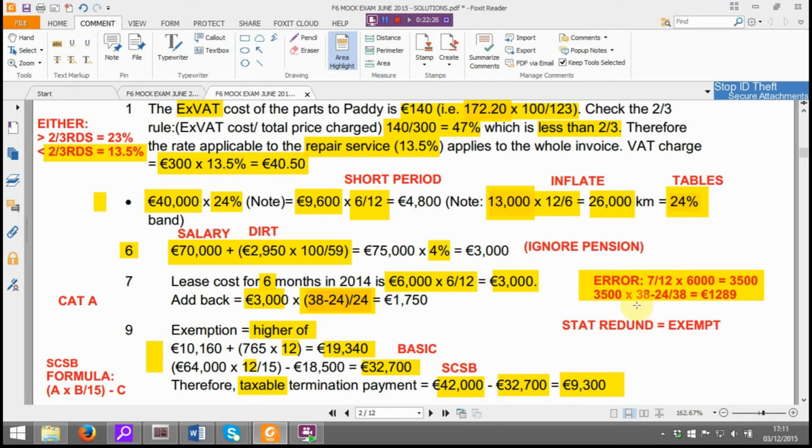So the formula for Cat A, B, C should be the full value of the car, the OMV, 38, minus 24 divided by 38. Now that will actually give you 1289. Okay, so that in fact would be the answer to this question, allowing for, in effect, 7/12. Okay, so just watch out for that. If you did get this wrong, you know, perhaps you worked it out in a different way and couldn't get the answer. Okay, so that's number 7.